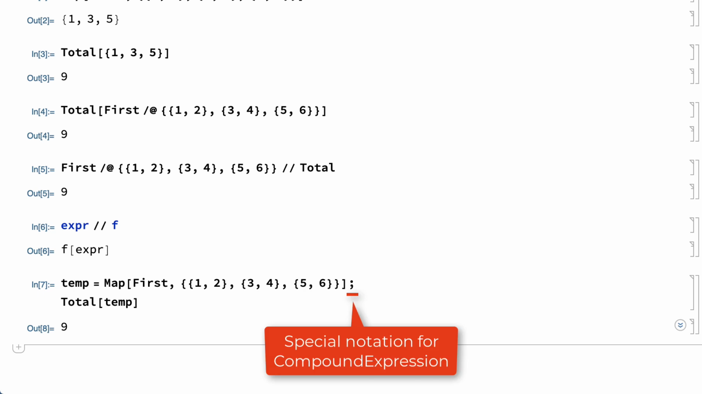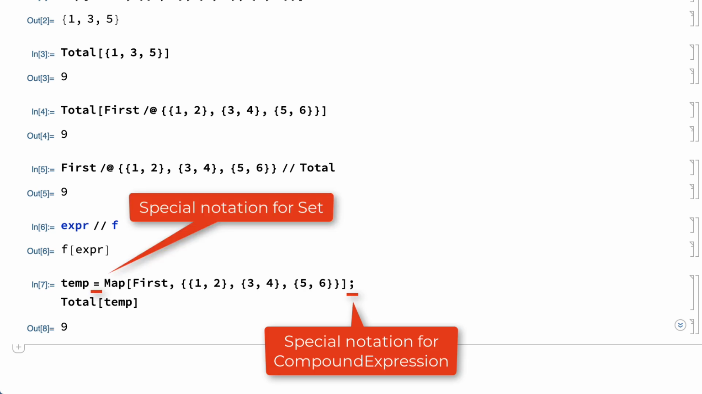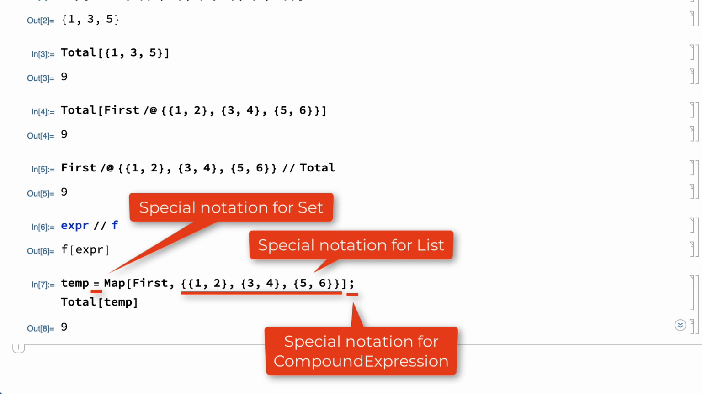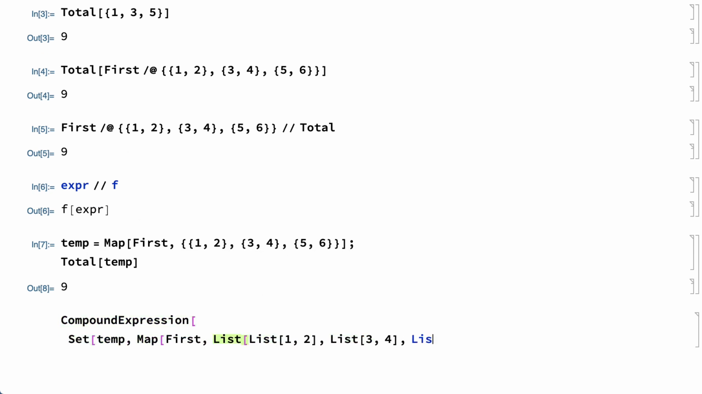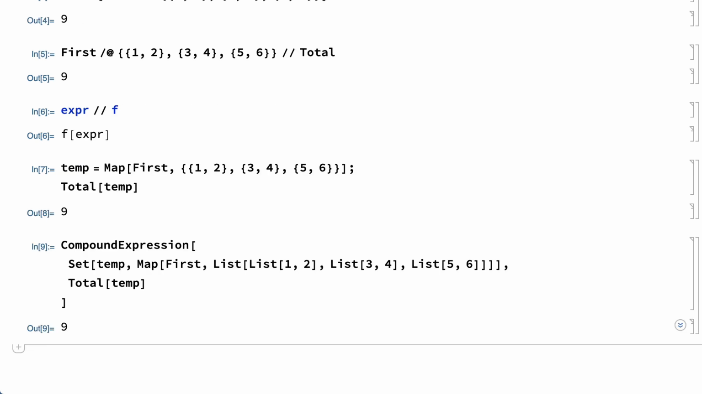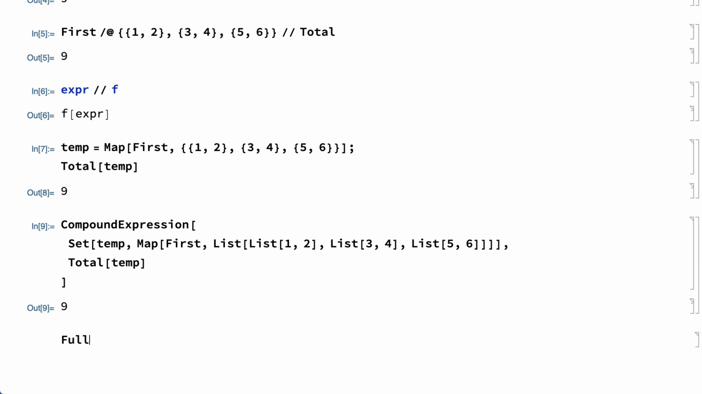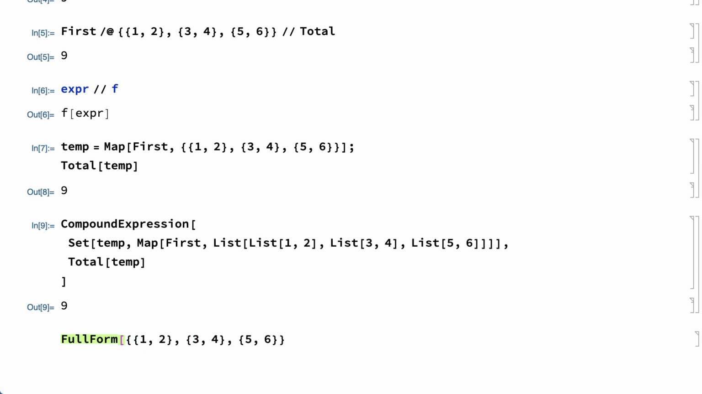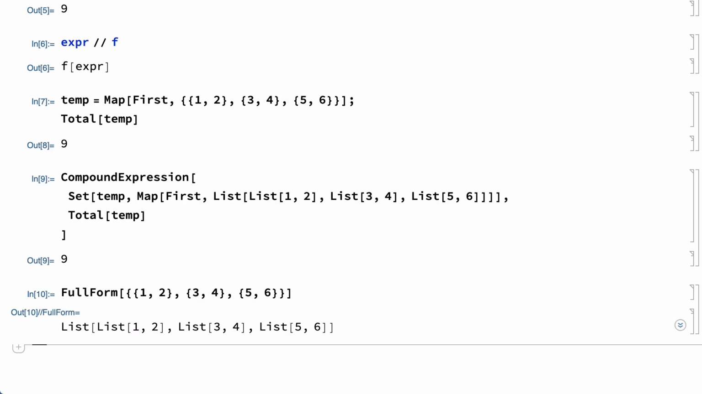In that program, the semicolon is a special notation for a function called compound expression. The equal sign to assign a value to a variable is a special notation for a function called set, and the curly braces are a special notation for list. So without any special notations, that program could be written like this. This notation, based entirely on commas and square brackets, is called FullForm notation, which is the notation that is displayed by the FullForm function. For example, this shows the lists from that example displayed in FullForm notation.